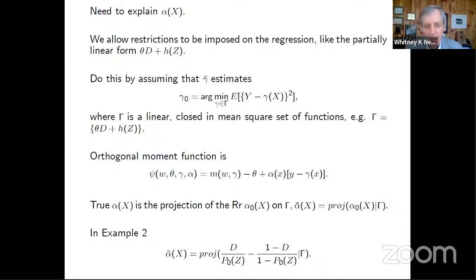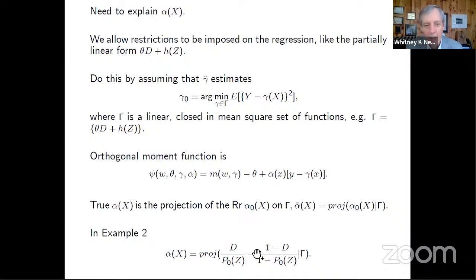Okay, let me give you an example. In example two, we're never going to have to estimate the inverse propensity score. This alpha bar X is the projection of this thing on gamma. So take a high dimensional setting, for example, where gamma is a linear combination of a lot of regressors. This is the setting of Athey, Benson-Vogler's paper, actually. You don't have to estimate the inverse propensity score at all. You just have to estimate its regression on all those functions.